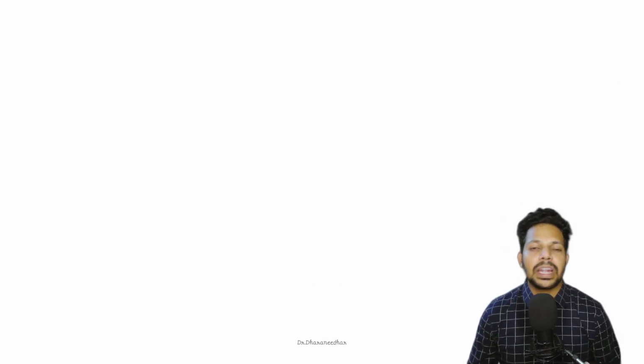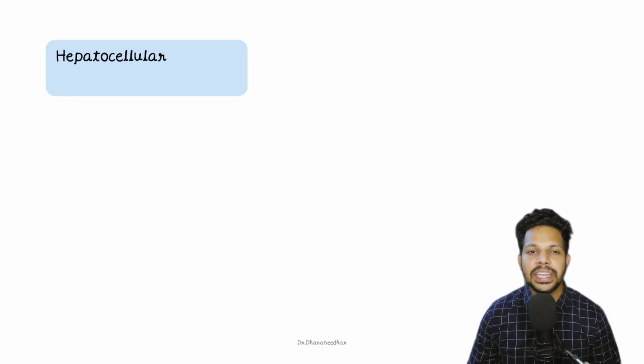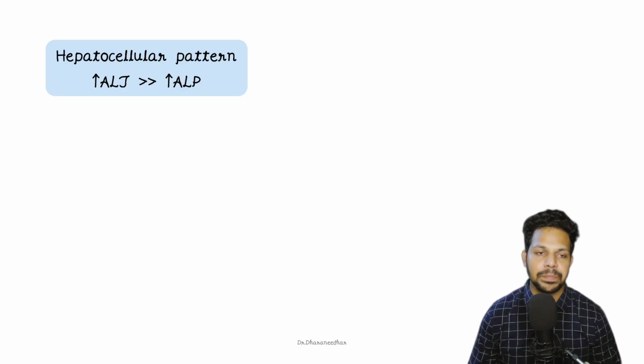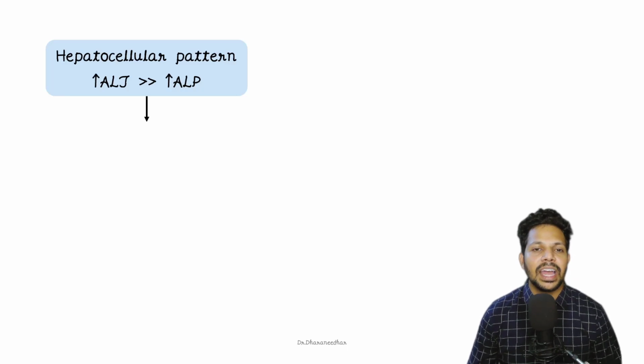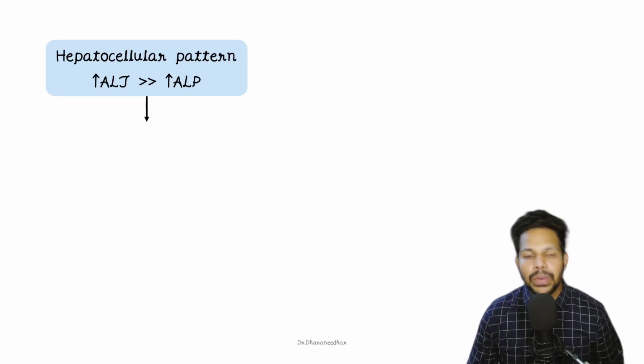Now look at the hepatocellular pattern and the cholestatic pattern. When do we call it the hepatocellular pattern? When the ALT or AST elevation is out of proportion to that of ALP, right? You call it a hepatocellular pattern, and that is seen in various diseases that will result in a liver injury. And hence you have to evaluate for them.